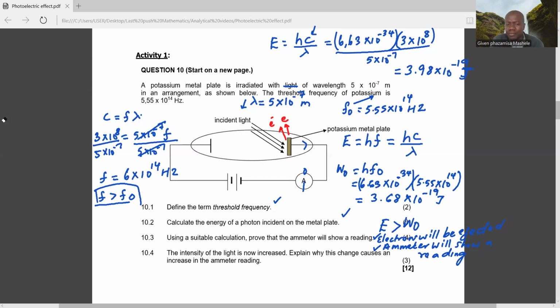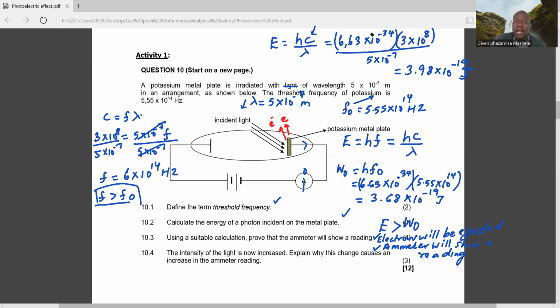Then, okay, let me just say, one other way we can still compare this is using the wavelength. If the wavelength of the light is less than the wavelength of the cutoff frequency, then we can also comment using that. There is no problem with that.